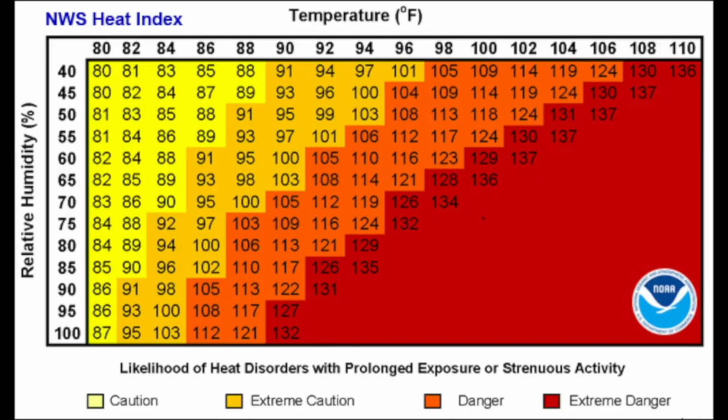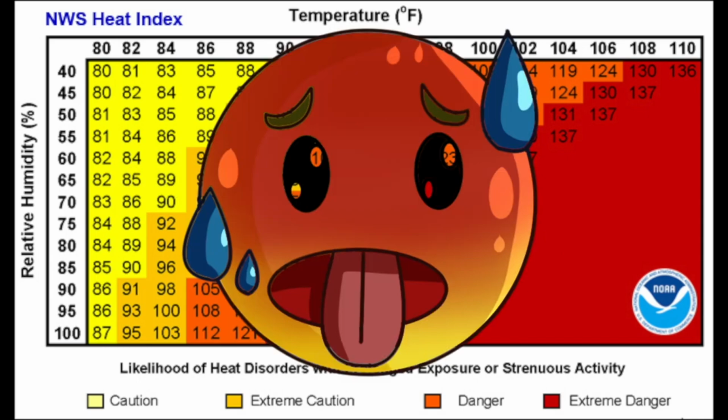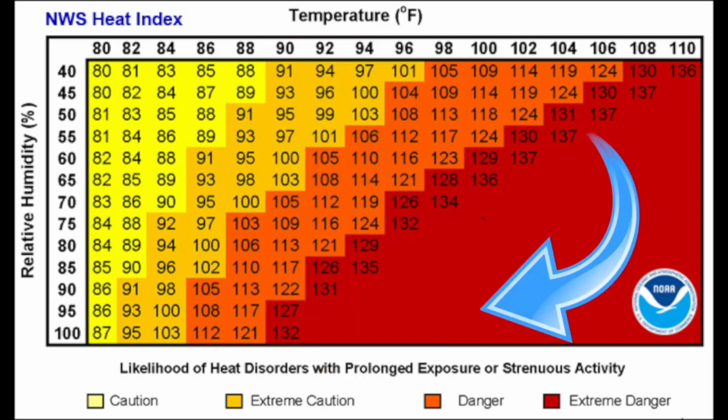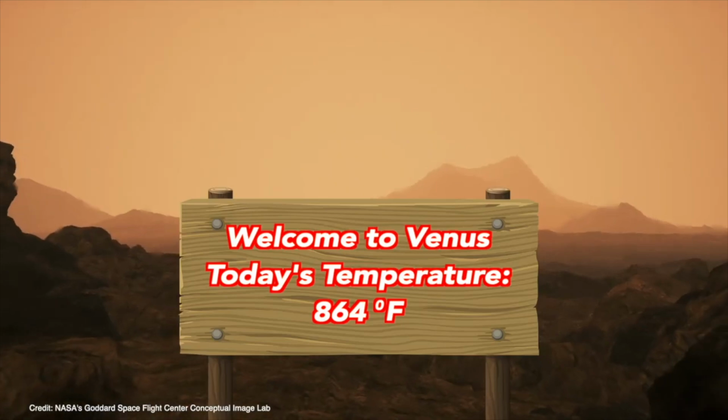And because of this, we have the heat index, which is what the weather feels like instead of what it actually is. Here's the heat index chart. At 100 degrees, even 65% humidity feels like 136 degrees. It's miserable. The chart doesn't even go to 100% humidity at this temperature because it doesn't happen. It would feel like you were on Venus.